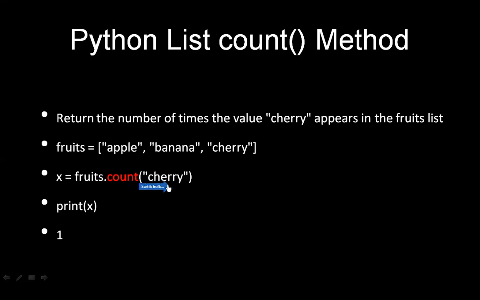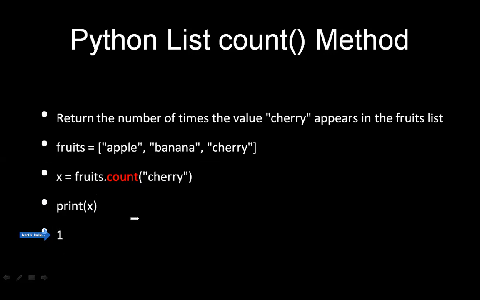Whenever I specify fruits.count(cherry) and print the value of x, what does x hold? It consists of how many times the cherry is present in the given fruits list. Obviously you can notice that it is only one time, so you will get the output as one.